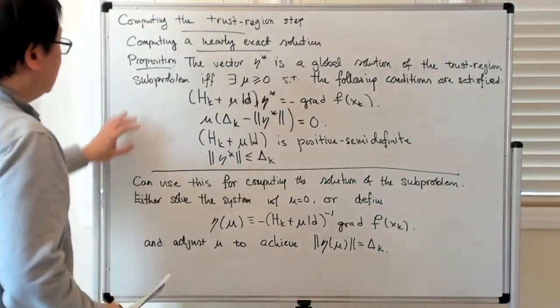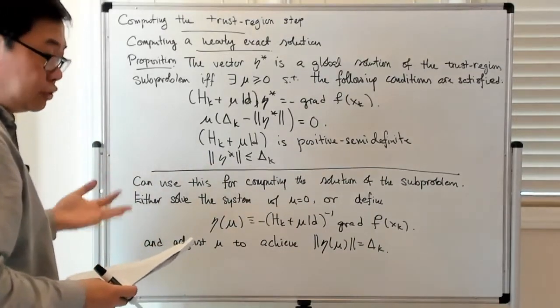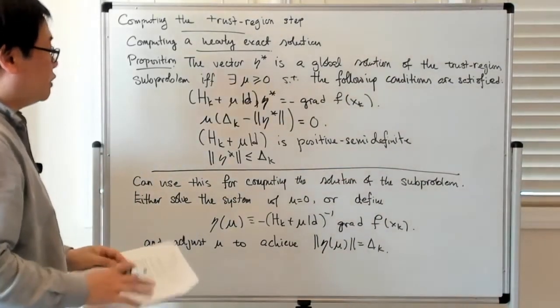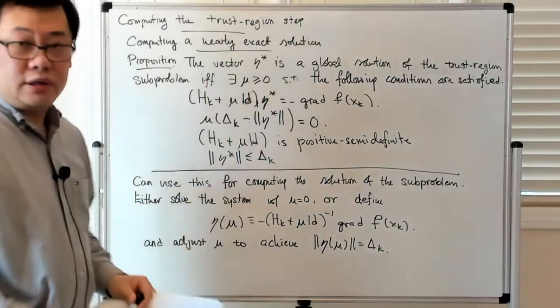So let me stop here for now. The next thing we'll talk about is how to improve on the Cauchy point, which is this other class of methods for doing the inner iterations. So let me just stop here for now.